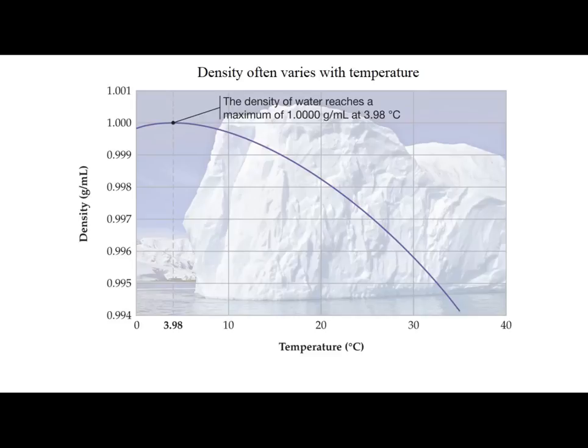As I just said, density does vary with temperature. For most substances, the density of water is 1 at a temperature of about 4 degrees, but that is sort of its maximum density.